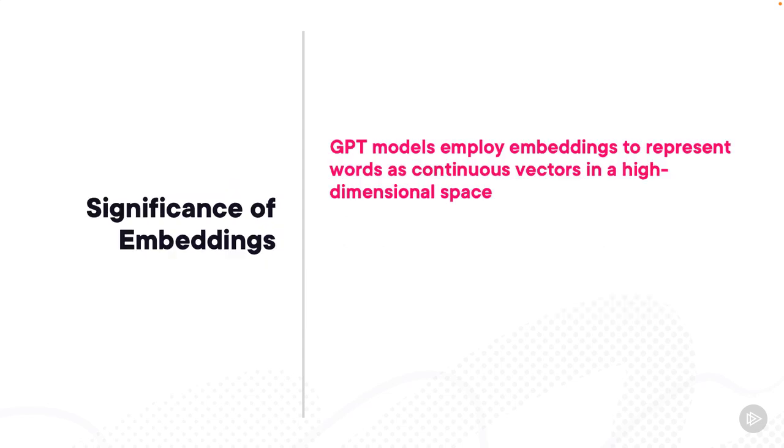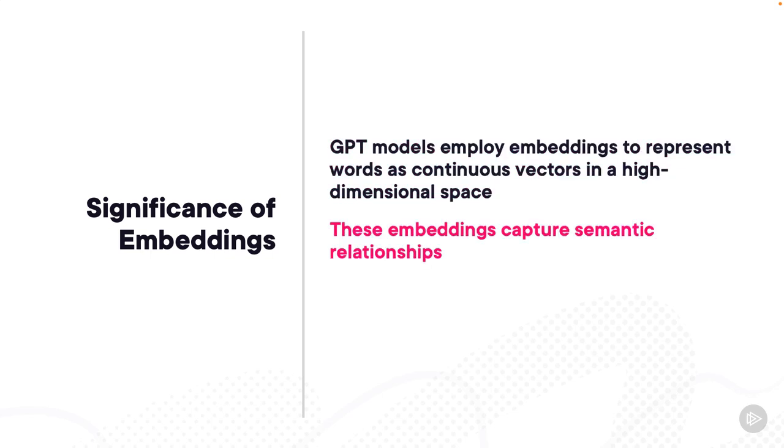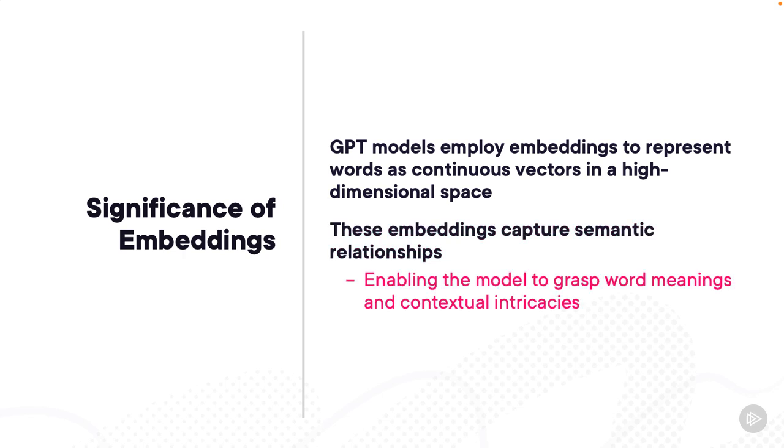GPT models employ embeddings to represent words as continuous vectors in a high-dimensional space. These embeddings capture semantic relationships, enabling the model to grasp word meanings and contextual intricacies. Embeddings are crucial because they allow the model to understand the relationships between words, detect similarities, and generate coherent responses.